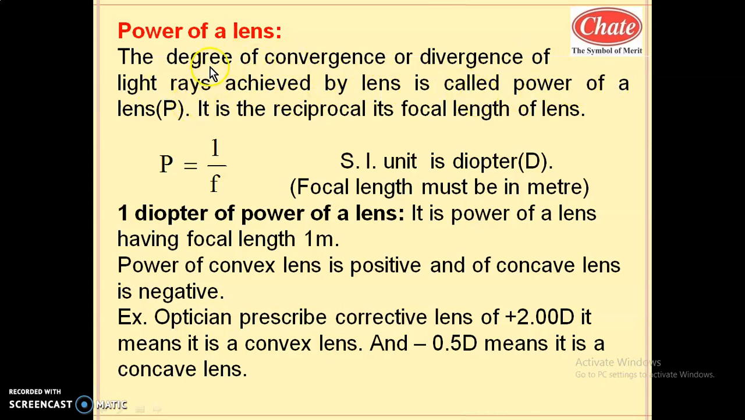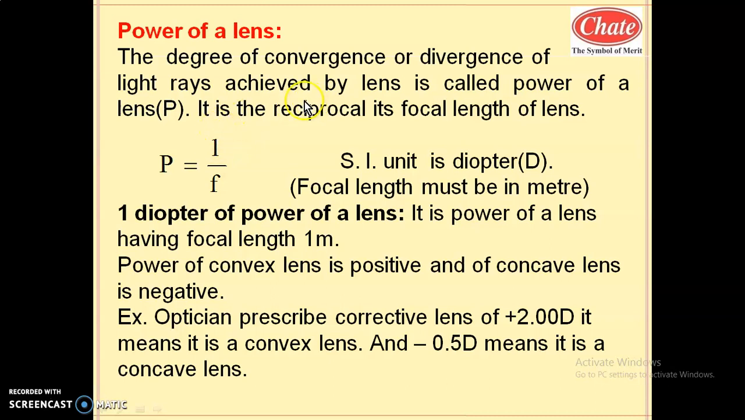Like this is the definition for the human eye also. The human eye has the ability of convergence and divergence. This ability of a lens for convergence and divergence of light rays is called power of lens. So this is the definition of power of lens: the degree of convergence or divergence of light rays achieved by a lens is called power of a lens.